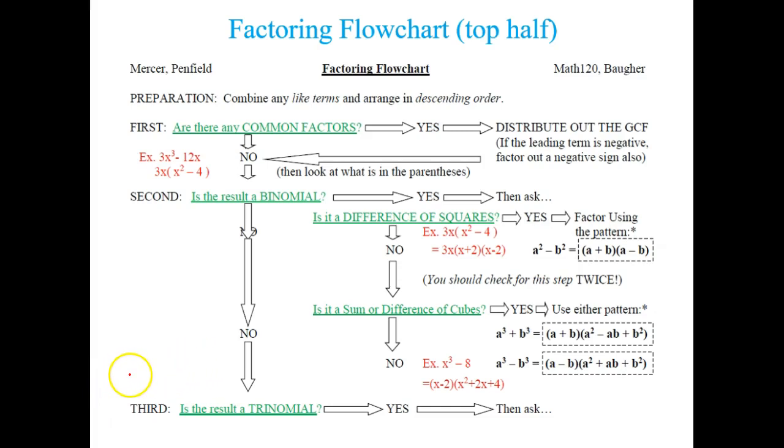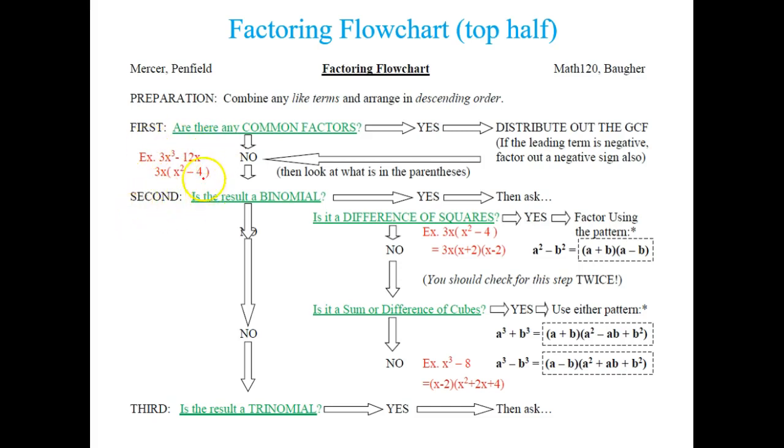Now, the factoring flowchart, that is a document up on Canvas that you can look at, the full document, starts off with asking you, okay, combine any like terms and arrange them in descending order. Then, as I mentioned before, you're going to check for common factors. If there is a common factor, you'll distribute it out. So here I've got an example. I distributed out 3x, and that left me with x squared minus 4.